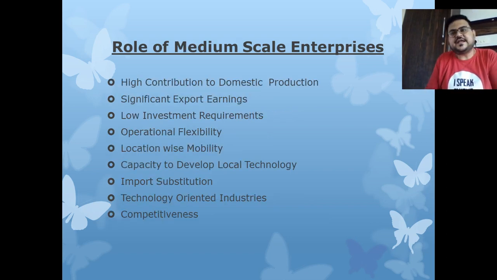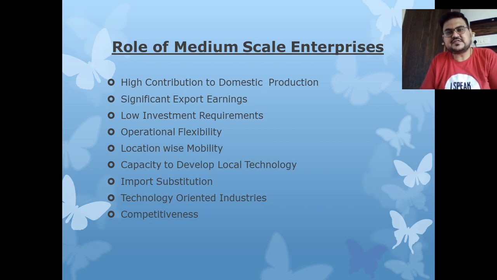What are the roles of medium scale enterprises? Now these medium scales, they have a little more money compared to small scale, but very less money compared to large scale enterprises. So what is the role? High contribution to domestic production. Medium scale companies are those which are fighting with the brands of large scale companies. So they produce a lot of goods in house, internal production is there. They earn a lot of money from their exports.